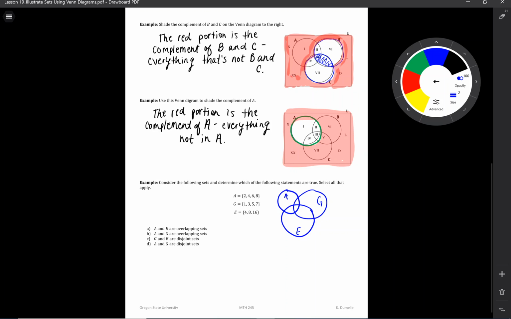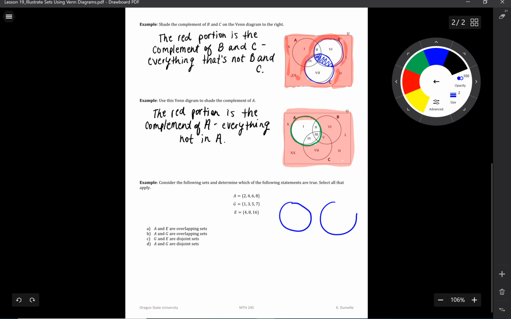So A and G do not have any overlap. So actually A and G should be disjoint. Let's just draw it from scratch actually. So A and G are disjoint. They don't share any commonalities. Here's A, here's G. In A we have 2, 4, 6, and 8. And in G I have 1, 3, 5, and 7. And E is 4, 8, and 16.